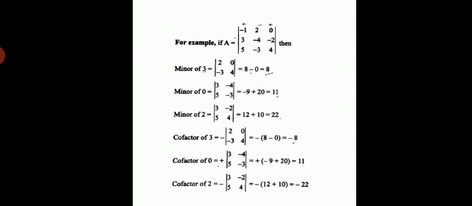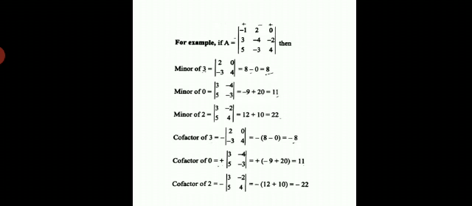Similarly, the minor of 2 can be calculated by deleting the second column and first row. You get the determinant 3, 2, 3, minus 2, 5, 4. Now solve this determinant. 3 4s are 12, minus into minus is plus, 2 5s are plus 10, which equals 22. So this is how we find the minor of a particular number.